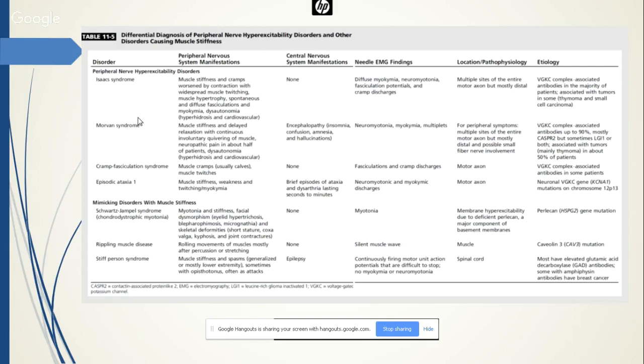The mimics, basically the rippling muscle disease, which is just the rolling movement of the muscles when they're percussed. Stiff person, which is really the painful spasm and stiffness. And the last one, of course, Schwartz-Jampel syndrome, which has the triad of the facial dysmorphism, myotonia, and the skeletal deformities.